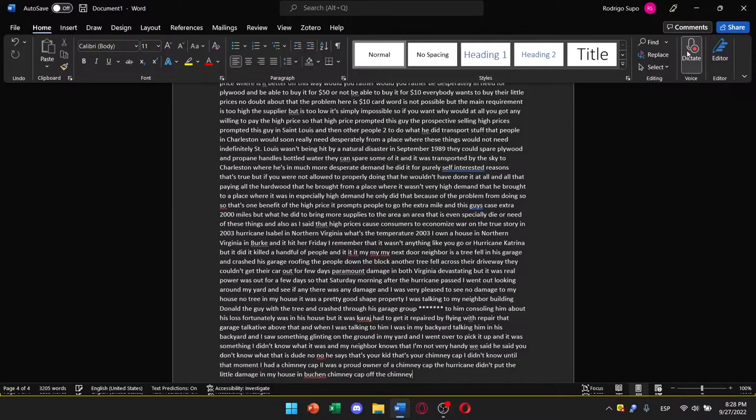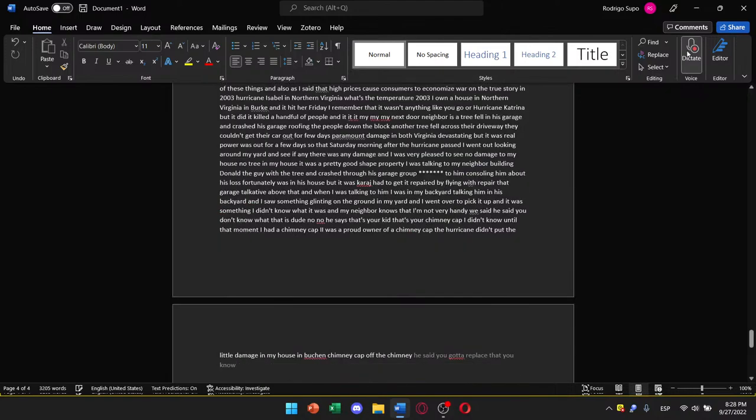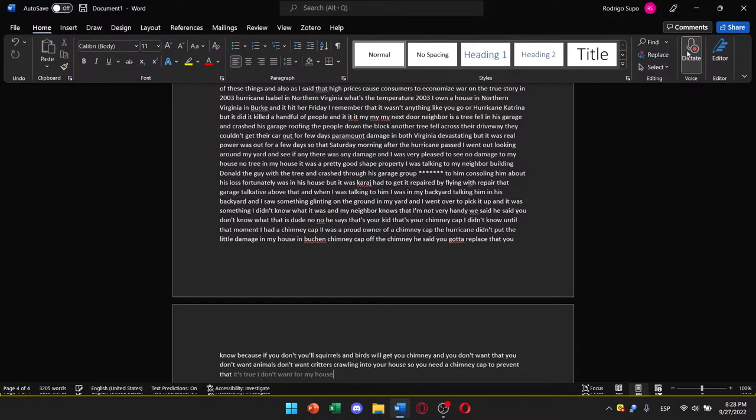He said, you've got to replace that, because if you don't, squirrels and birds will get to your chimney. You don't want critters crawling into your house. So you need a chimney cap to prevent that. And it's true, I don't want critters crawling into my house. But Bill, how much does it cost to put a chimney cap back on? He said, well, you call a handyman or a chimney sweep. Again, this is 2003. They'll put it on for about $50.